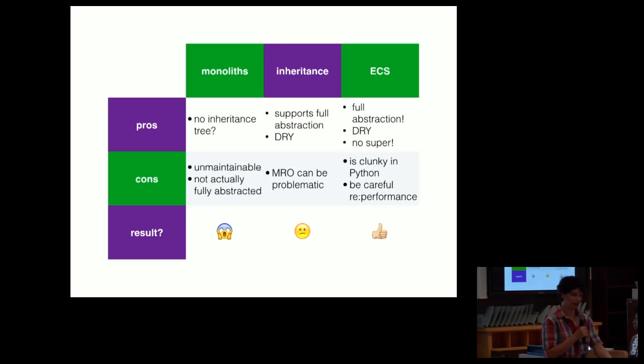All right, on the whole, I think this is better than inheritance, and that's just personal opinion. But the thing that edges it out over inheritance for me is that it has the same benefits, right? It actually supports full abstraction. It's actually DRY. But the cons are things that I can fix rather than things that the game makers have to worry about. So yeah, it looks clunky in Python, but I can write my own ECS package that makes it prettier in Python. And yeah, perhaps performance can be a problem, but A, it's a text game, and B, I can design my ECS framework so that it goes smoother.